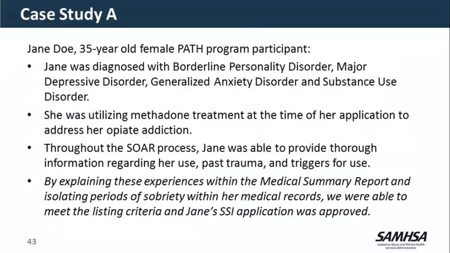So I have two case studies today that I want to talk about, and both of these individuals had co-occurring disorders. The first one, a 35-year-old female PATH program participant, Jane. Jane was diagnosed with borderline personality disorder, major depressive disorder, generalized anxiety disorder, and had a substance use disorder as well. She was utilizing methadone treatment at the time of her referral, and she was also referred actually by her methadone treatment coordinator for SOAR.